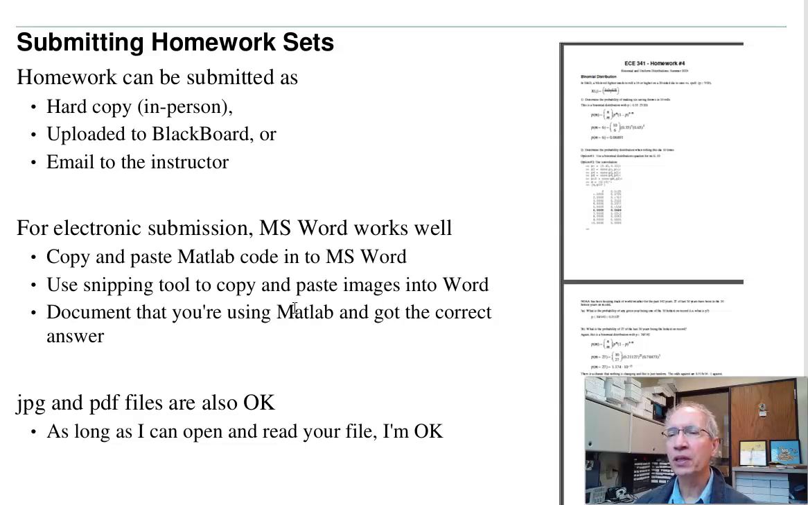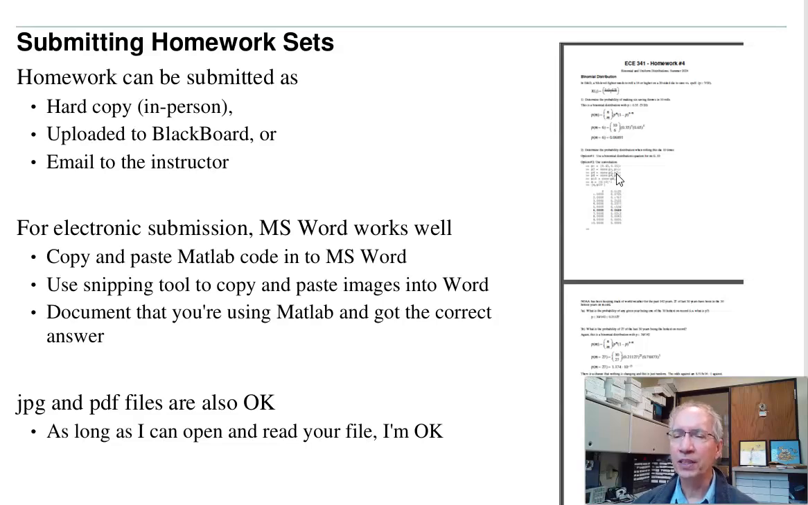What works really well is MS Word, PDF files, or JPEG images. If you write them out on paper, just take a picture and upload the JPEG image. MS Word works really well. For MATLAB, I can just copy and paste the MATLAB code into the Word document. If there's a figure in MATLAB, just use the snipping tool, copy and paste the image into your Word document. I can read Word documents and see what you did.